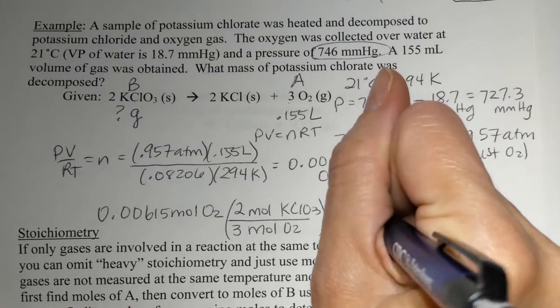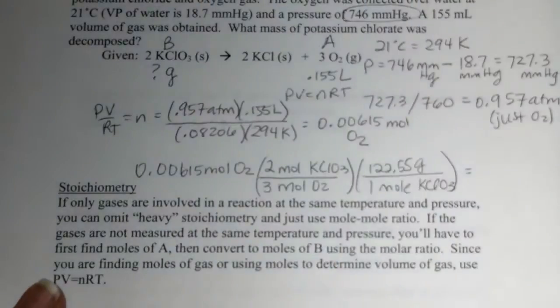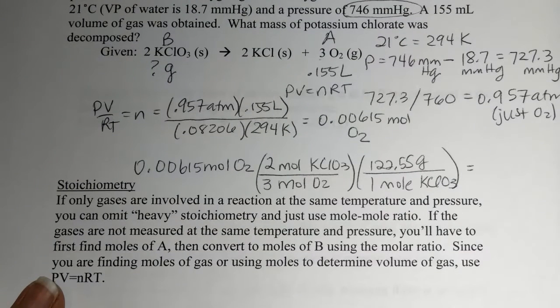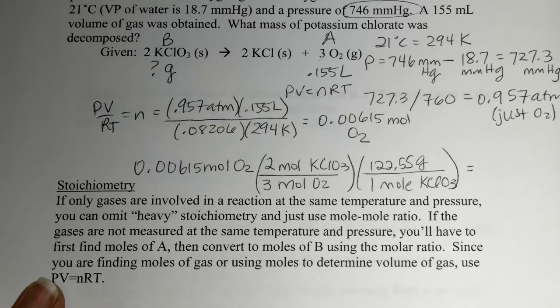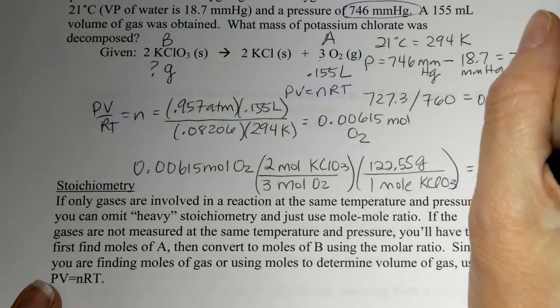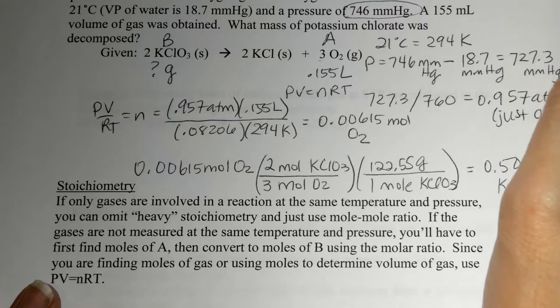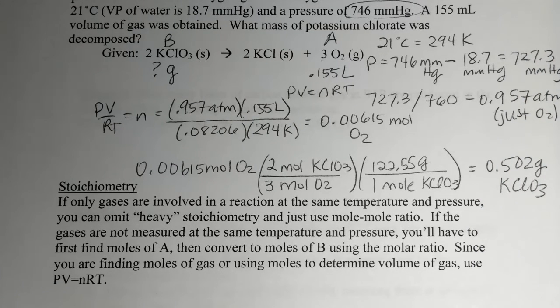So 122.55 would be the molar mass there. So now if I take 0.00615 times 2 divided by 3, and then times 122.55, I had 0.502 grams of potassium chlorate. So that would be the mass of potassium chlorate that I decomposed.